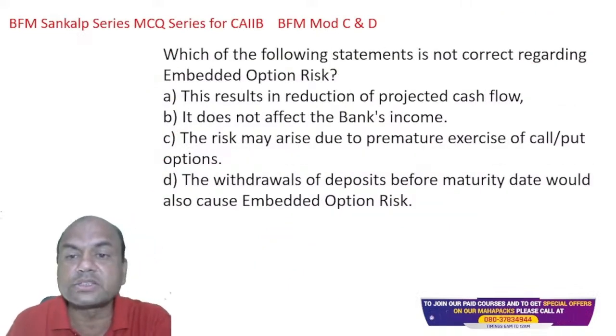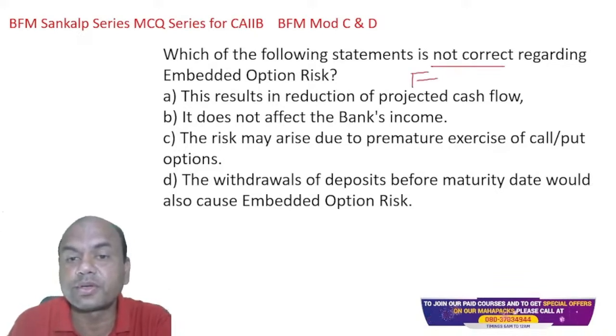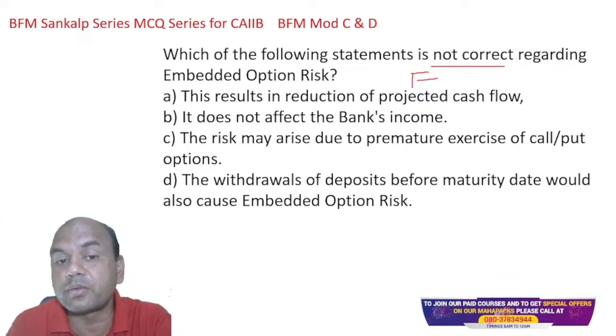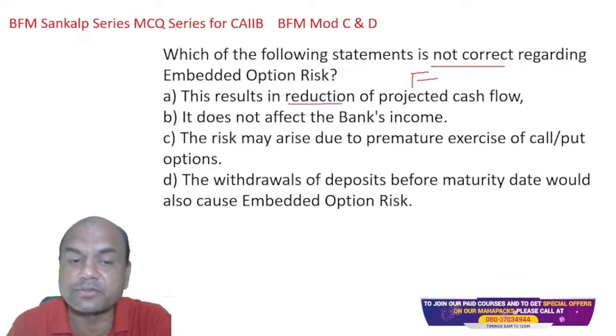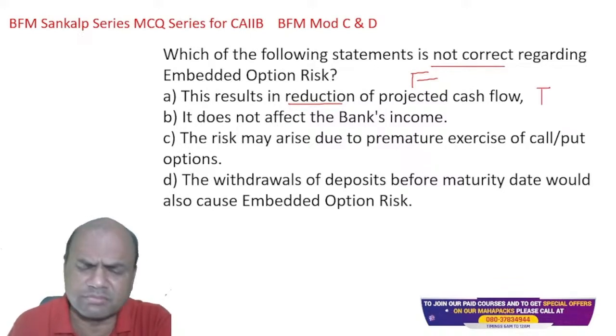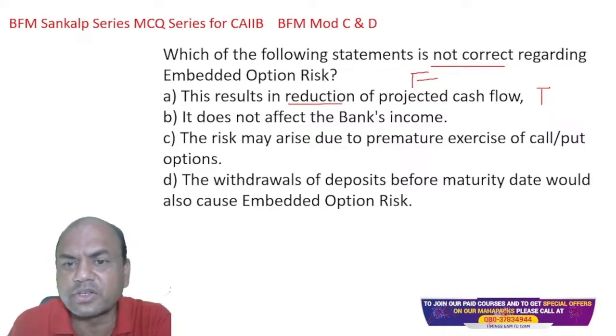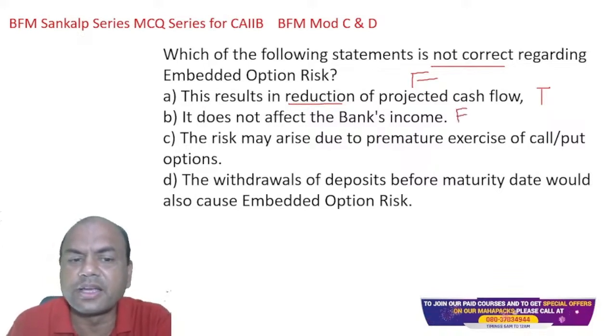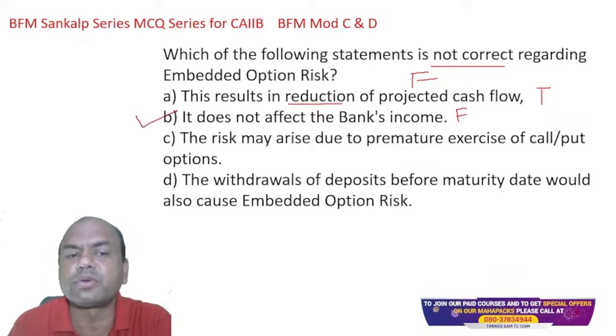Which of the following is not correct regarding the embedded option? We want a false one now. This results in reduction of the projected cash flow. So, embedded option, reduction in the projected cash flow. Yeah, that is true. So we want a false one. It does not affect the bank's income. What is this? Does not affect. It is false. It does affect. So B is false. B is the right answer.